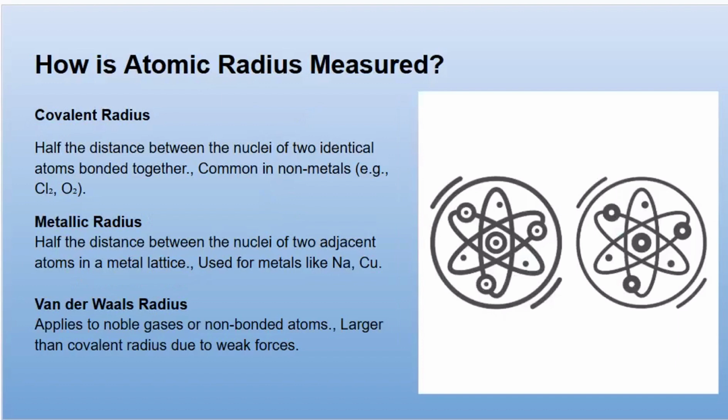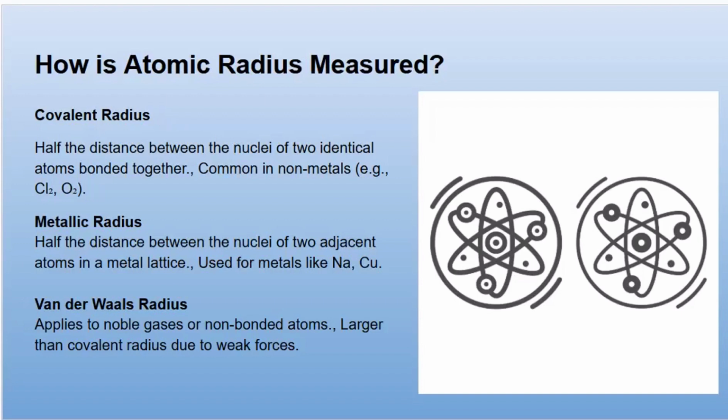Now you might be wondering, how do scientists even measure the size of something we can't see? Good question. There are a few different ways depending on the type of atom. First up, covalent radius. This is used when two identical atoms are bonded together, like Cl2, chlorine, or O2, oxygen. We measure the distance between two nuclei and take half of that. Simple and super common for non-metals.